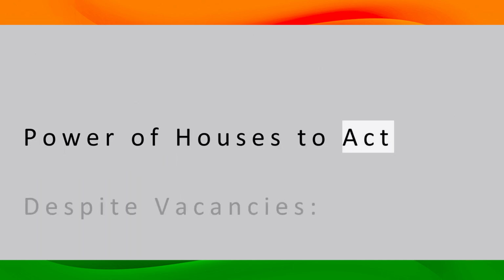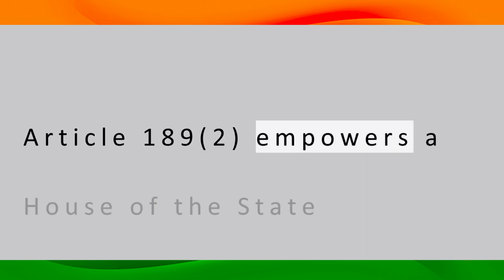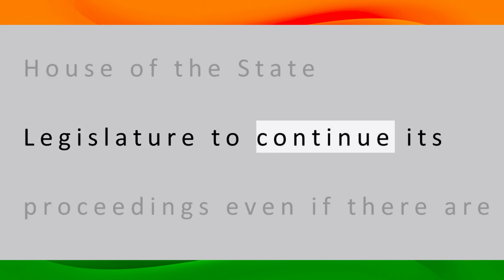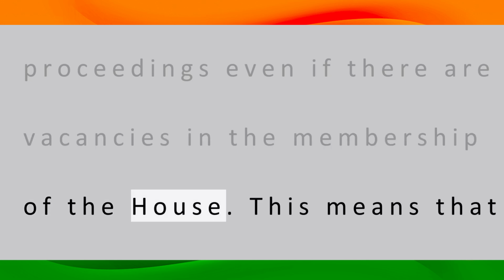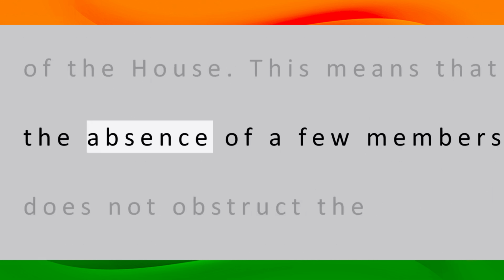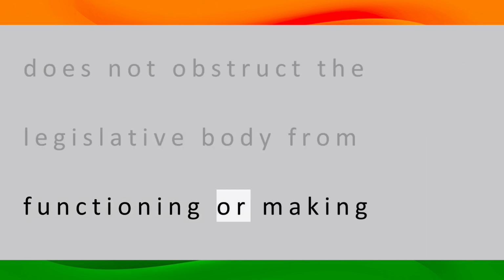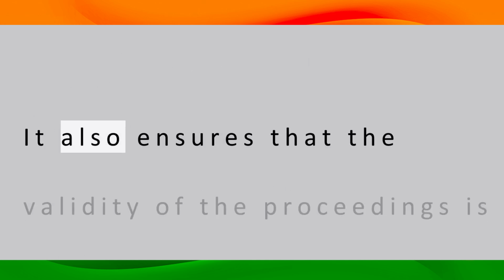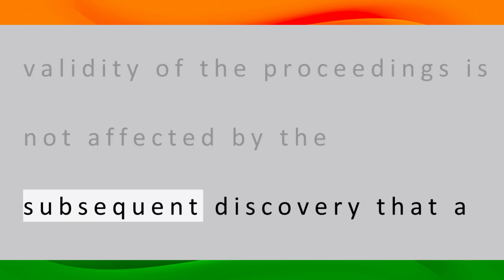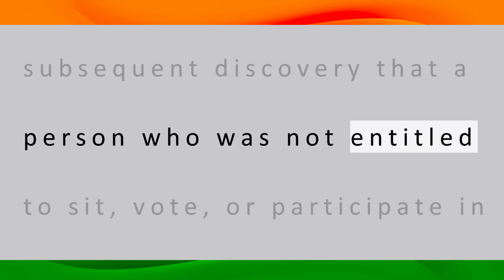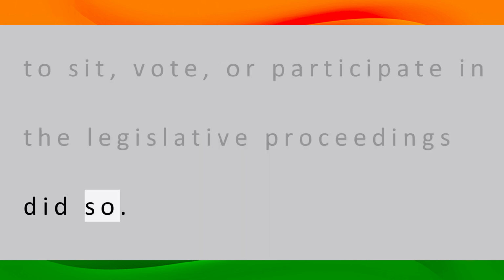Power of Houses to act despite vacancies. Article 189(2) empowers a House of the state legislature to continue its proceedings even if there are vacancies in the membership of the House. This means that the absence of a few members does not obstruct the legislative body from functioning or making decisions. It also ensures that the validity of the proceedings is not affected by the subsequent discovery that a person who was not entitled to sit, vote, or participate in the legislative proceedings did so.